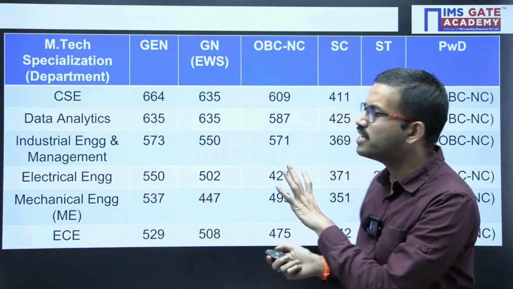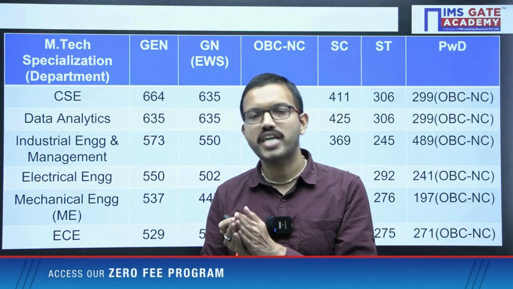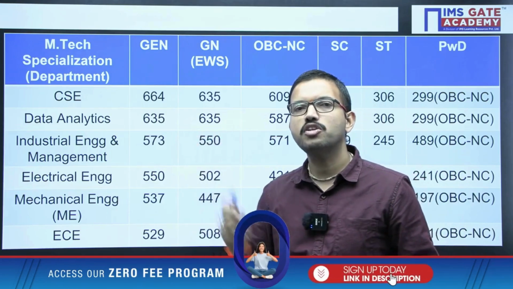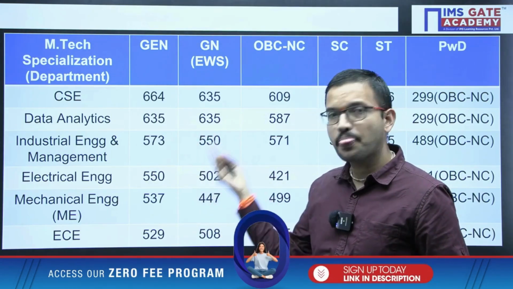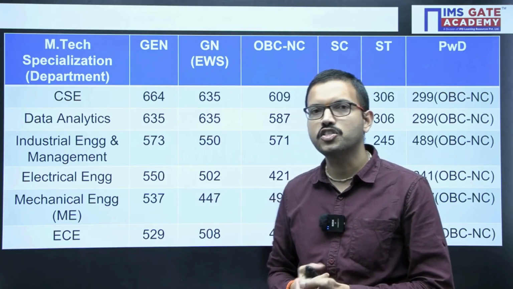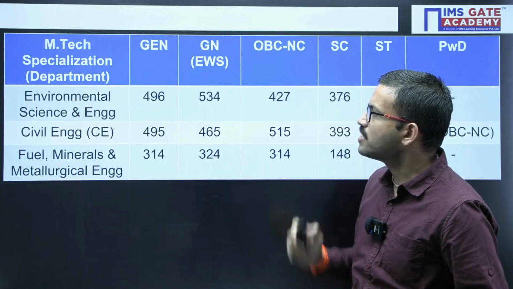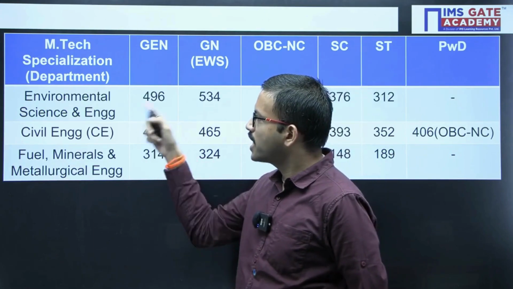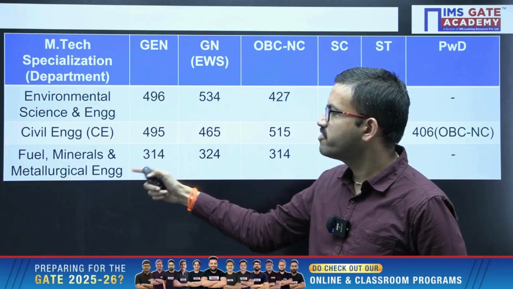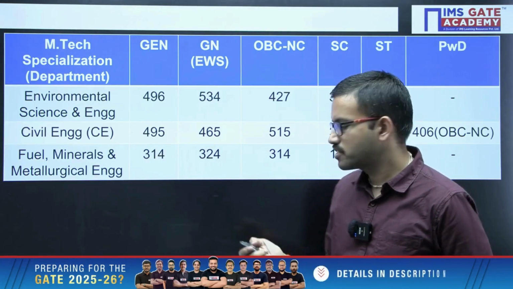So in this manner, you can observe whatever the GATE score you are having, right? If you are having around this particular GATE score with respect to your branch, then accordingly you can apply for the spot round. Okay, don't miss that particular opportunity. Next, coming to the other branches, you can see here even below 500, right? So for metallurgical engineering, even 314.